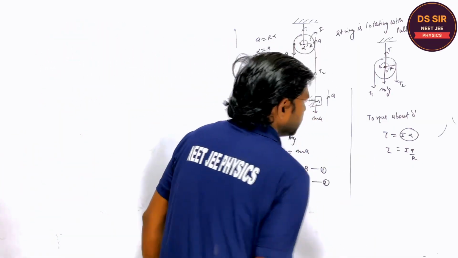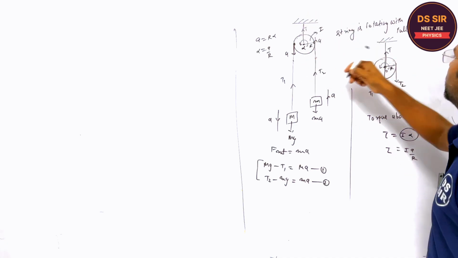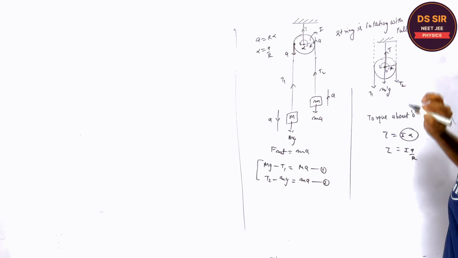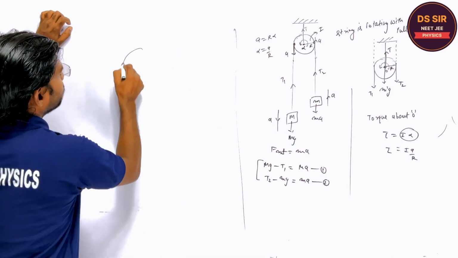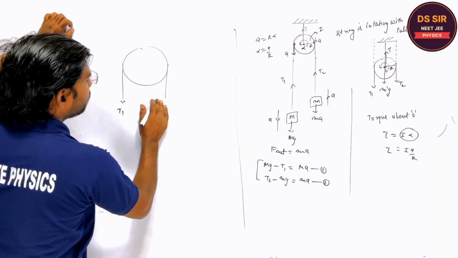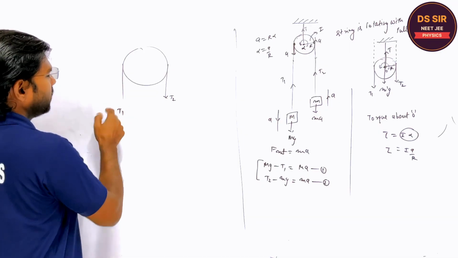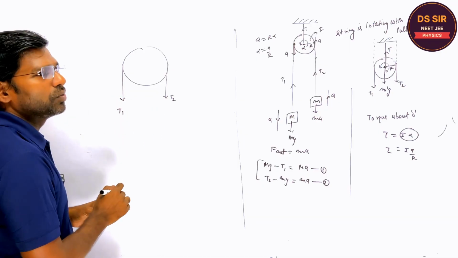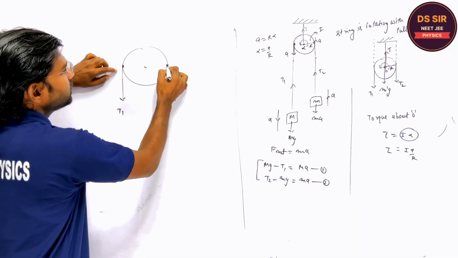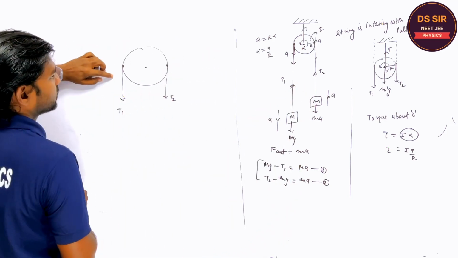Yes, listen one thing. About O, the torque of this tension and the weight about O is 0, no doubt. So now you tell. You may make this the tension T1, this the tension T2. First of all, is there any confusion in the direction of the tension T1 and T2? Tension is always away from the body. For this, the tension is in this direction.